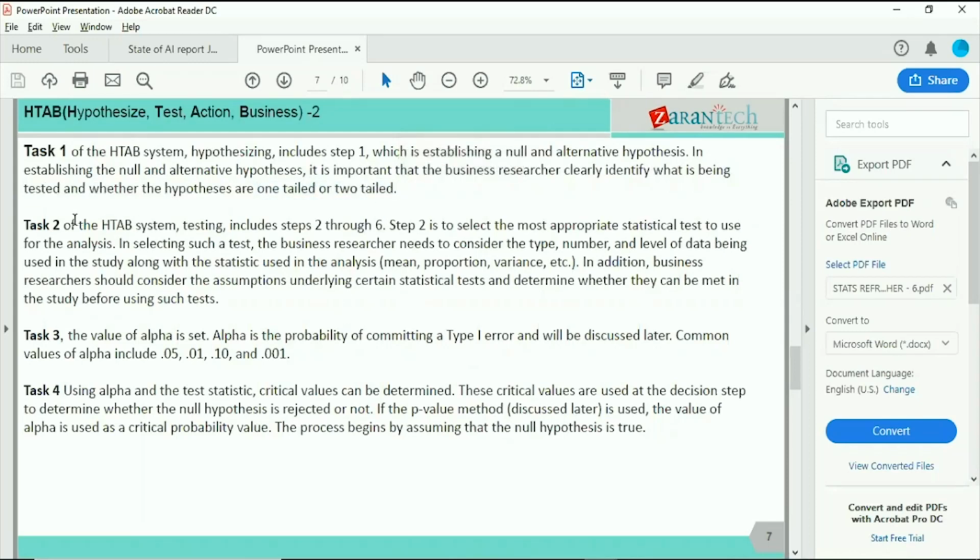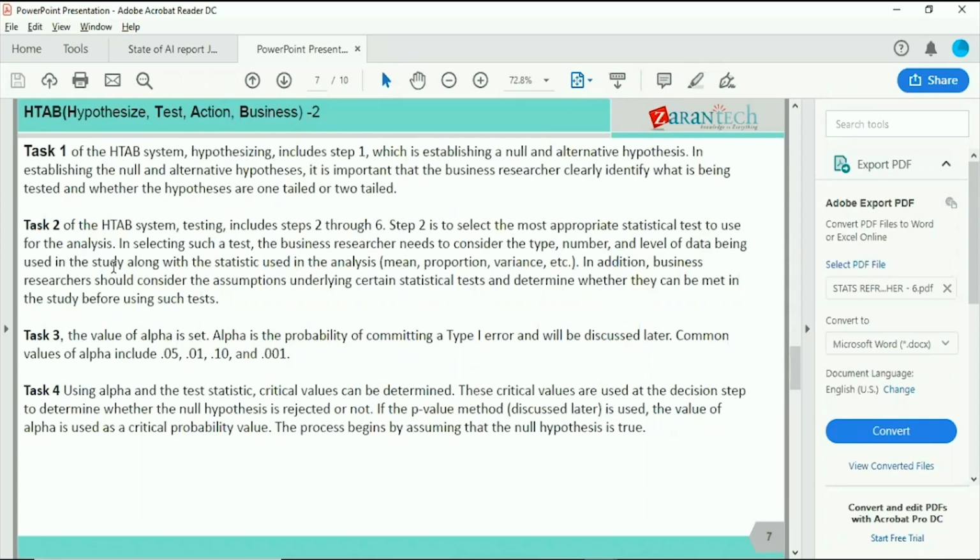What you want to do in task two is to select the most appropriate statistical test to use. In selecting such a test, the researcher needs to consider the type, the number, and the level of data being used. So this is where all your categorical, continuous kind of discussions will come into play. Is it nominal, ordinal, or what kind of data you are using? Is it ratio, or does it have intervals?